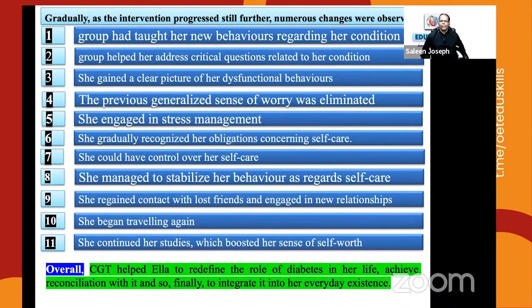At the end, the conclusion said, overall, CGT helped Ella to redefine the role of diabetes in her life, achieve reconciliation with it, and so finally to integrate it into her everyday existence. The question stem, answer option A, as well as this conclusion, these 2 lines have to be written in your notebook. Practice it that way.